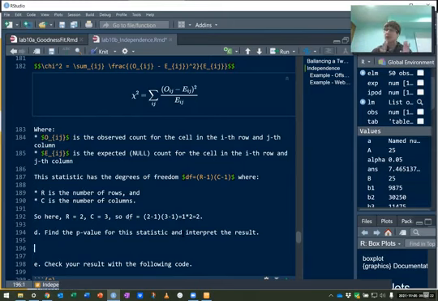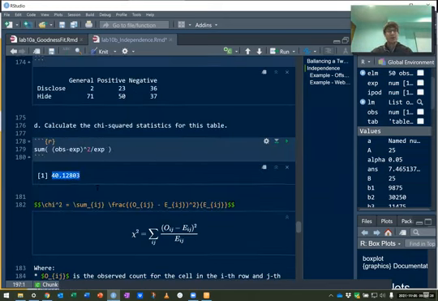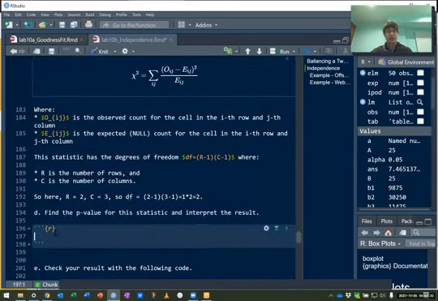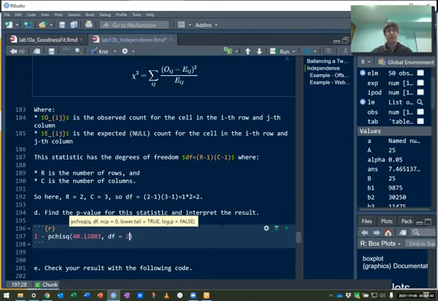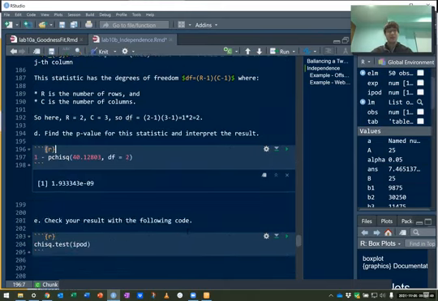And we want to know the probability of getting something greater than what we observed. So we observed this value here. So we're going to say 1 minus p chi-squared. Since it's an upper tail, the degrees of freedom we found were 2. So there's our p-value for this test. Ooh, very low p-value. This means we reject the null.